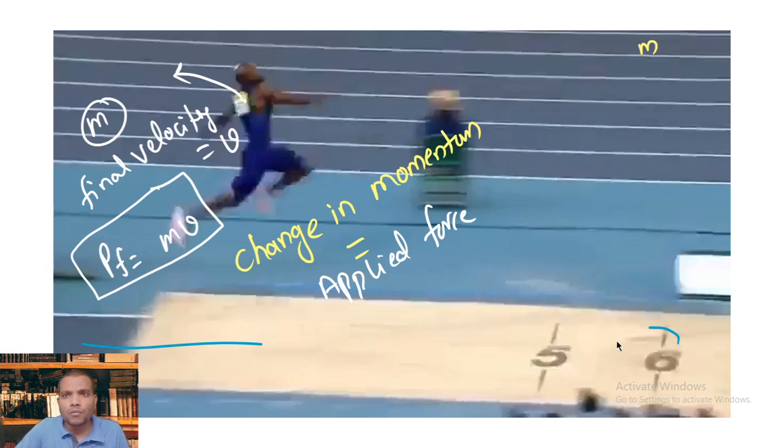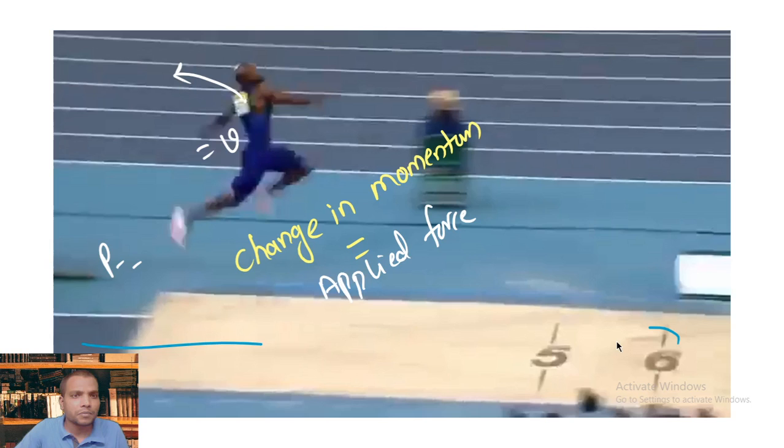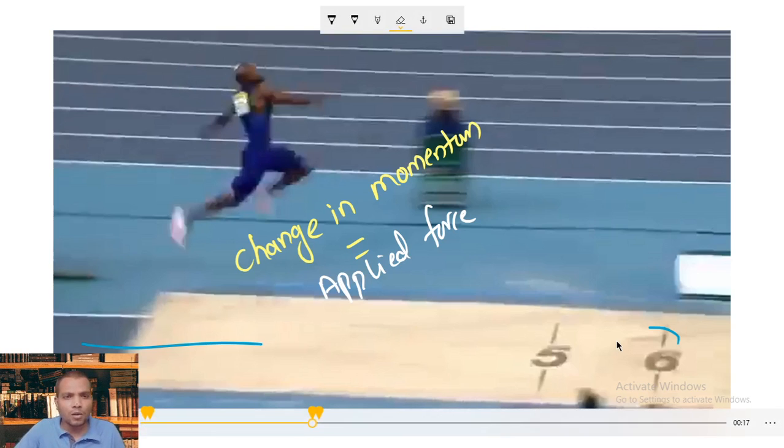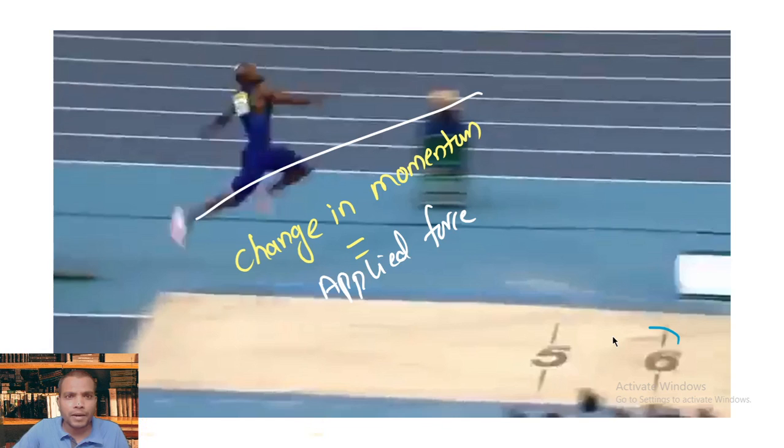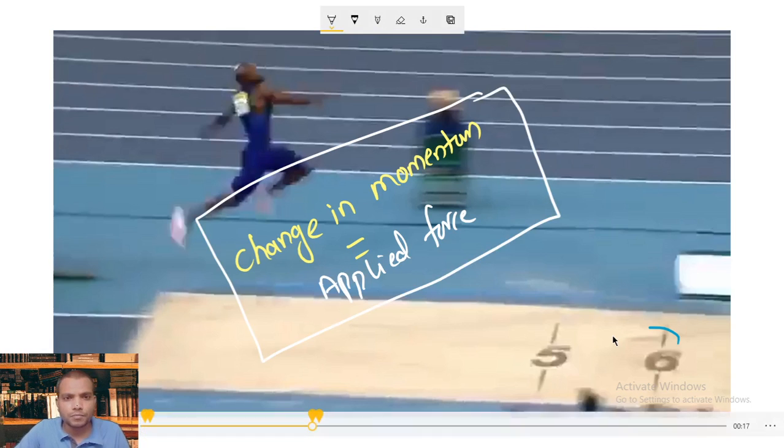Now I hope you got why athletes should run before taking a jump, because they need force to take a long jump. How do they get the force? By running. That is, we can say, in terms of Newton's second law. So finally, Newton's second law says that the change in momentum is equal to the applied force.